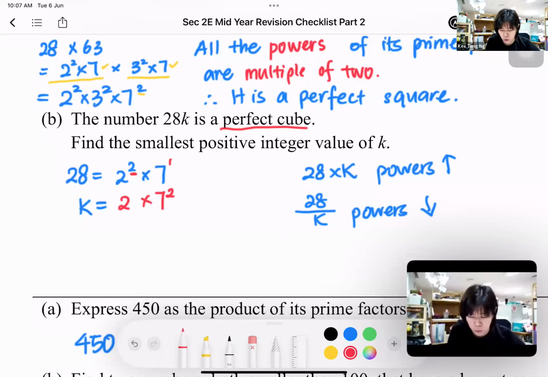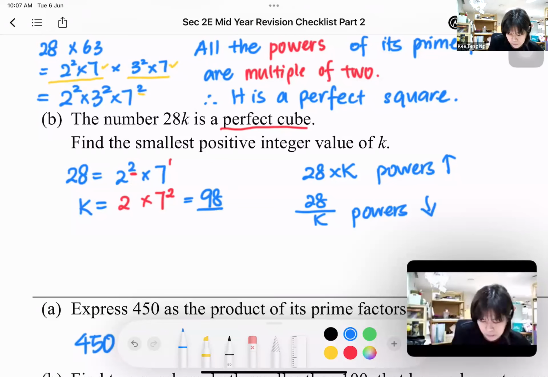So my number for k is 2 times 49. Let me calculate. 98. Sorry, again, 98, thank you. Okay, so this one is 98. This one is a very standard question.